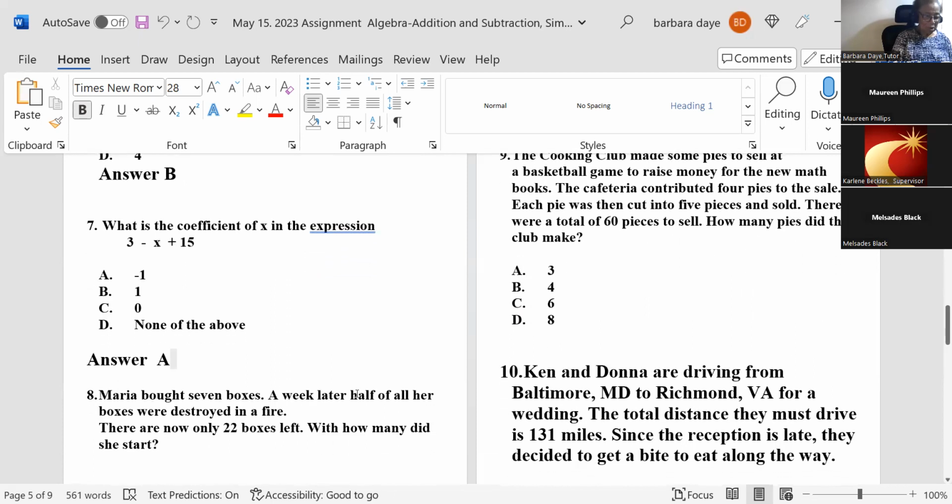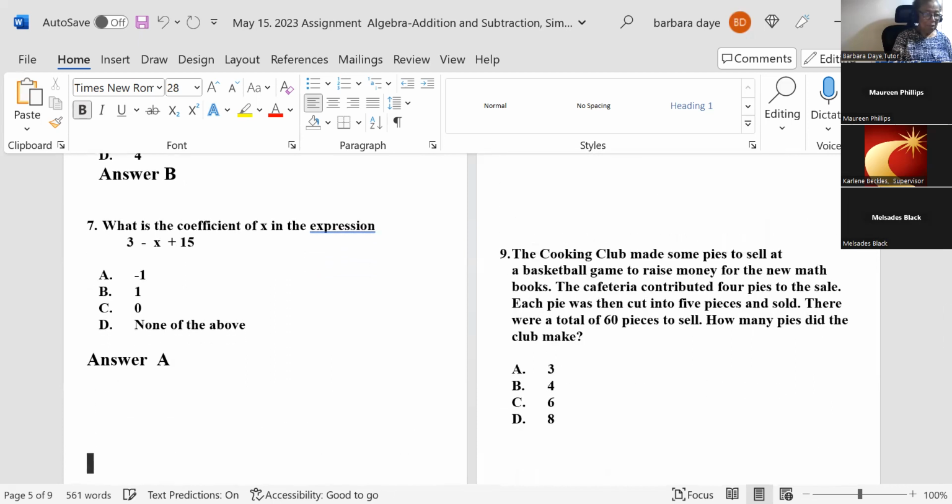Okay, now we have a word problem. Wait a minute, Miss Barbara. Are you saying that the minus is really in front of the x? Yes. If this was 3 minus 8, what would that give you? What is 3 minus 8, Mercedes? Say if the x was a number, 8.